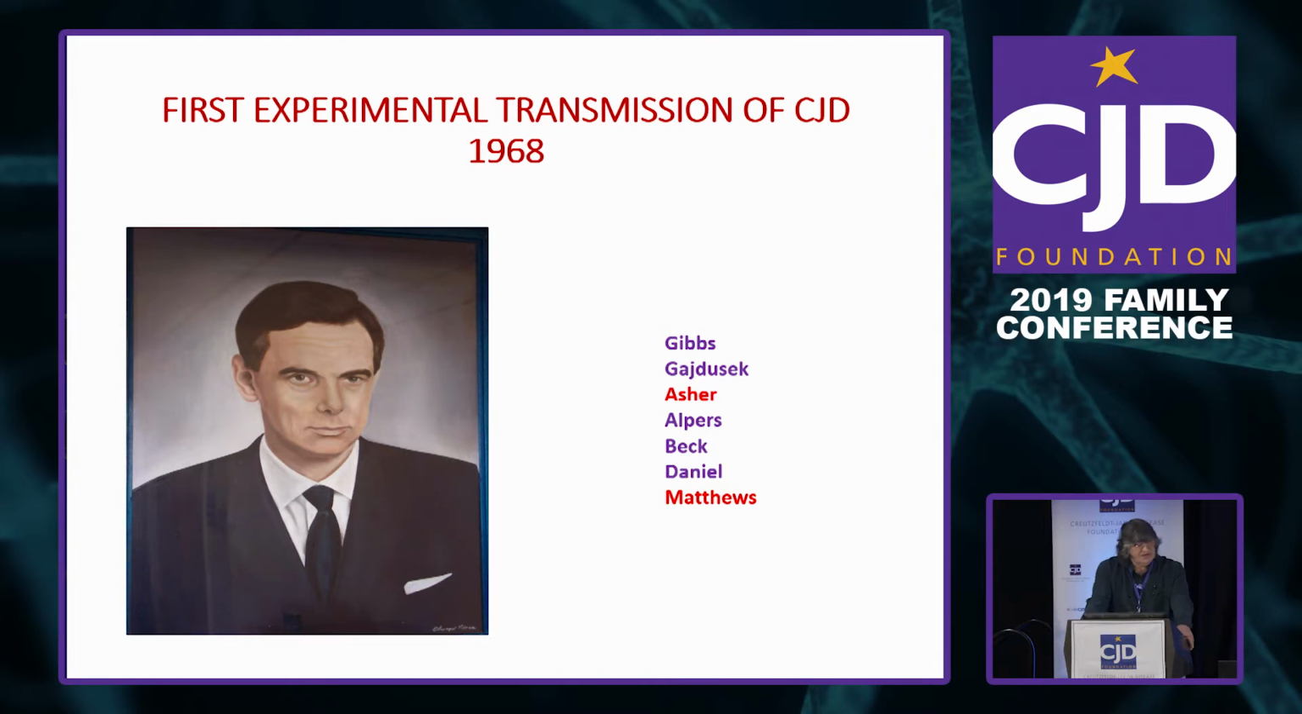I've listed the authors here, and there are two in red. One is David Asher, who obviously was part of this first seminal publication and is present in the audience today. So he's worked his way through prion disease right up to the present moment. And there's Brian Matthews, whose portrait you see here, because I came into CJD around about 1979 through him, and he is the father of clinical and epidemiological research into these diseases in the UK.